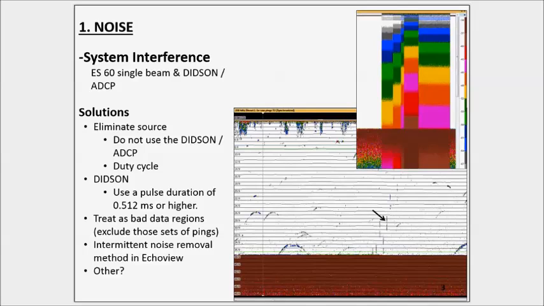The bottom right is an example of an echogram where the arrow is pointing to an ADCP pinging. In the past, we've dealt with that in two different ways. One is to just treat the whole section where we know we're collecting ADCP data and pull it out as a bad region. But there's also an algorithm in EchoView called intermittent noise removal that we've used as well. Again, this may be simple and everybody may be familiar with all of this, and I just thought we'd throw it out there and we can come back to other ways of processing this or discussions about how to deal with these kinds of things later.